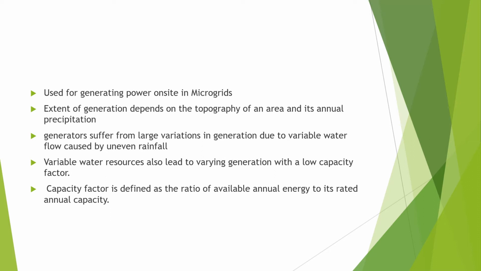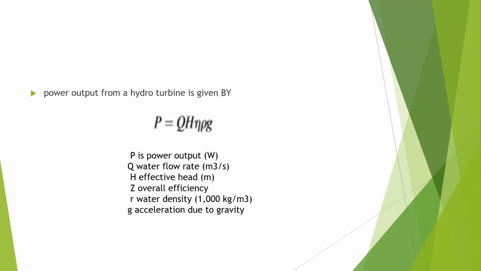Variable water resources also lead to varying generation with a low capacity factor, and the ratio of available energy to its rated annual capacity is defined as the capacity factor. And so this is the equation for the power output of a small scale hydroelectric power generation. P is given by Q H eta rho g, where P is the power output, H is the effective head, eta is the overall efficiency, rho stands for water density, and g stands for acceleration due to gravity.